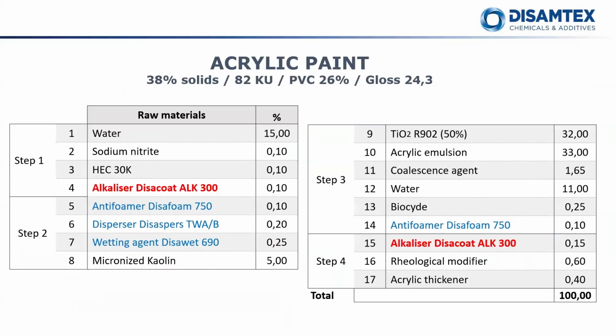Here is a formula suggestion with our pH modifier ALK 300 for an acrylic paint with these final parameters: gloss, solids, viscosity, and PVC. So in other words, the paint is ready. Just a matter of repeating the formula recipe. Disamtex can offer this kind of assistance too, so feel free to ask.